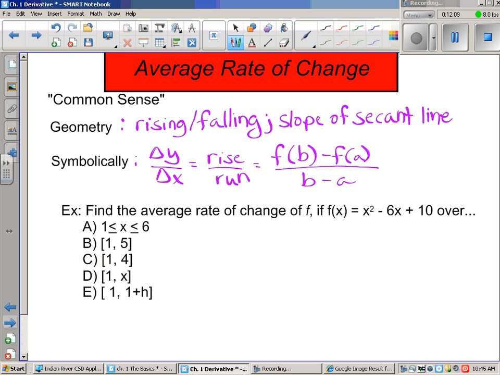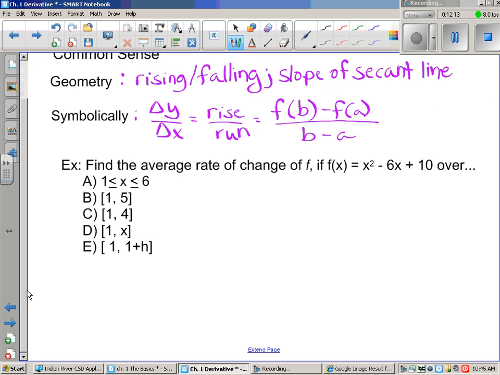So keep in mind that there are a number of ways that this could be written. If I wanted you to find the average rate of change, this is what we did earlier in this class, we did this example, x squared minus 6x plus 10. And a number of ways that this could be written. See, if you look, this is saying x is greater than or equal to 1, and less than or equal to 6. Or you have between 1 and 5, or 1 and 4. And remember, these square brackets mean it includes it.